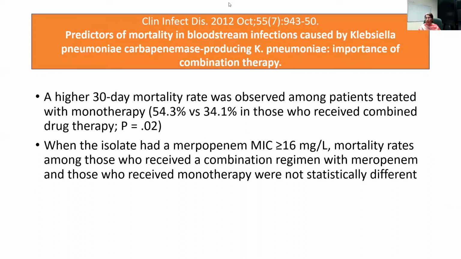This is a study about the importance of combination therapy, that is, using colistin alone or using colistin in combination with carbapenems. It was found that patients who received monotherapy with polymyxin had a higher 30-day mortality as compared to the patients who received a combination therapy, a combination of carbapenem with colistin.